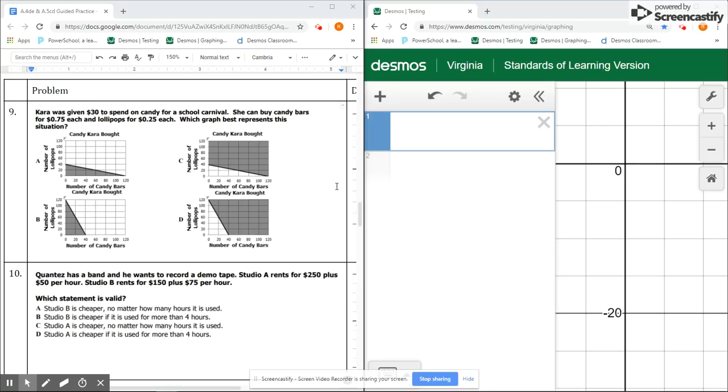Okay, this is Guided Practice 8.4 DE and 8.5 CD. This is day 5 and page number 3. We're going to go through 9 and 10 together, and then you're going to try 11 and 12.